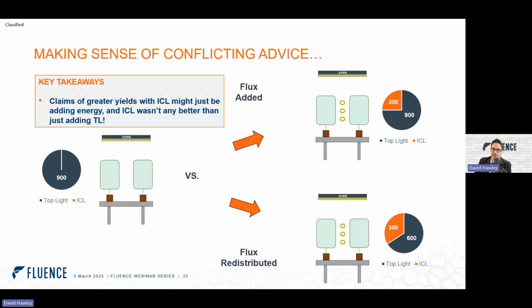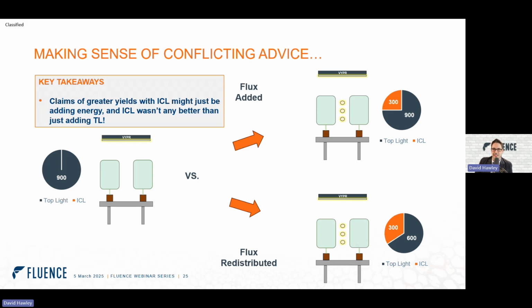First of all, this is something I see a lot. People say things like, ICL increased my yield by like 20% or 30%. It never comes with a caveat of, compared to what? Compared to growing the plants in the dark? Compared to growing with no light at all? What does that mean?